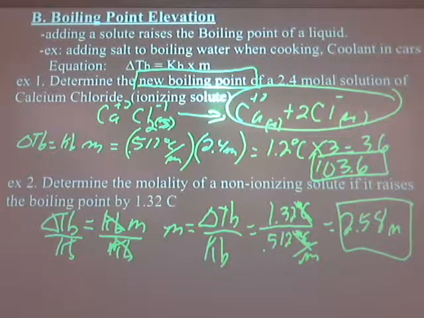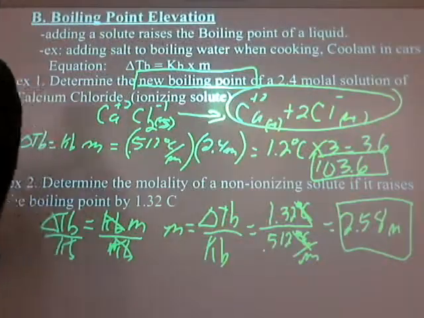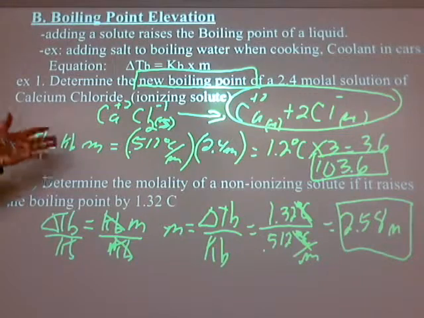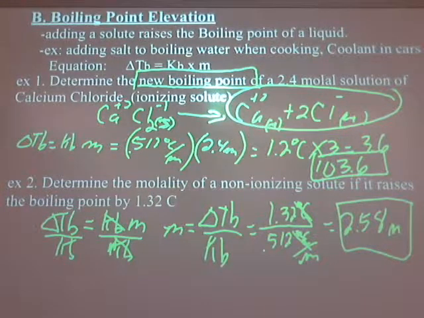All right. This is easy. Manipulating a very simple equation. Okay? Whether it's delta TB equals KB times M or delta TF equals KF times M. Same basic equation. All right?